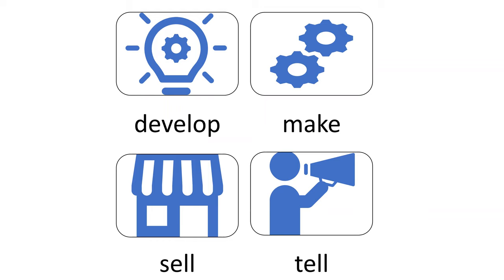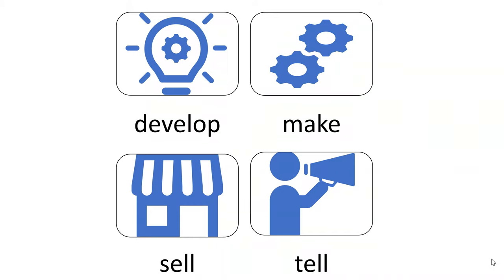And the essence of the video was to focus on its four stages: develop the product idea, make it, sell it, and tell people about it. Very simplistic, and very useful as a start point, but really, doing business is a little bit more complicated than that.